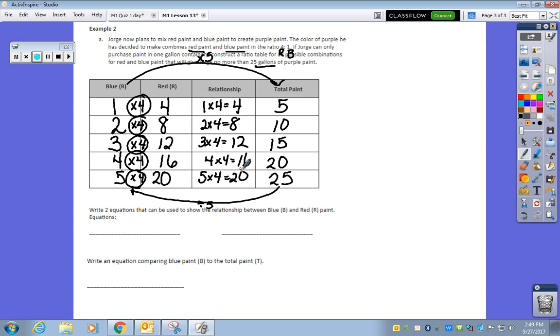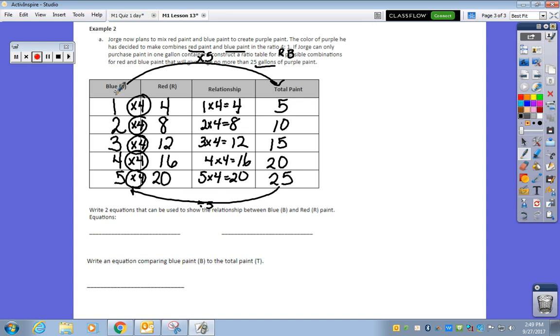If you want to check your totals, 2 plus 8 is 10. 3 plus 12 is 15. 4 plus 16 is 20. 5 plus 20 is 25. So it does in fact work out. So now, if we're going to write 2 equations, we can look and see what we did.